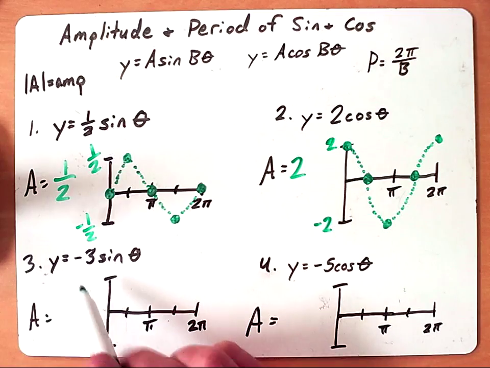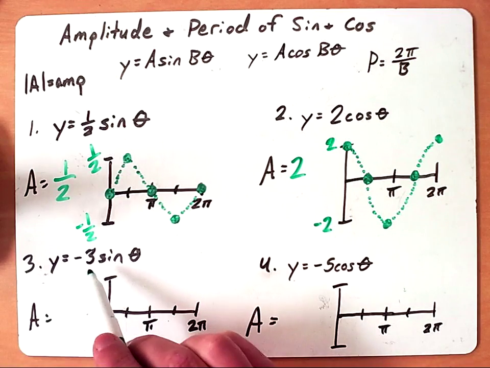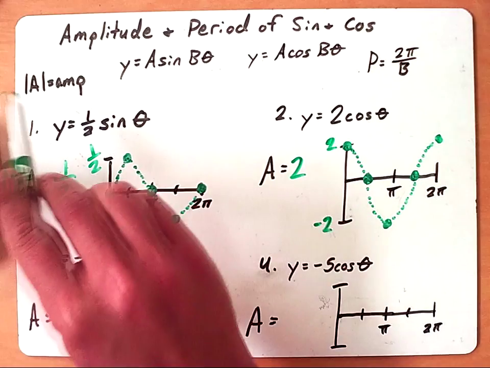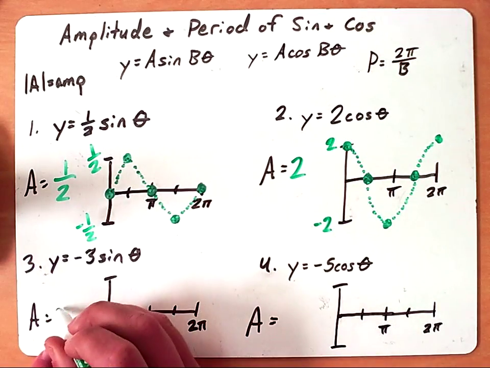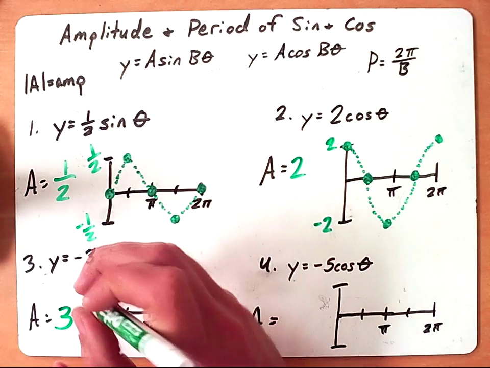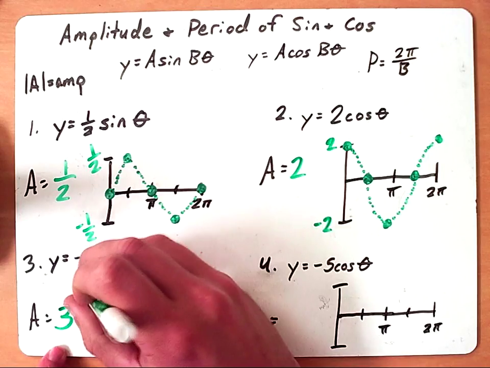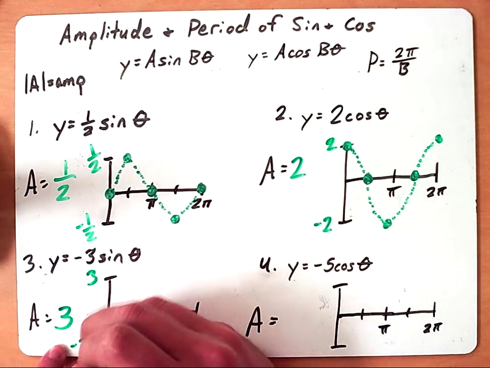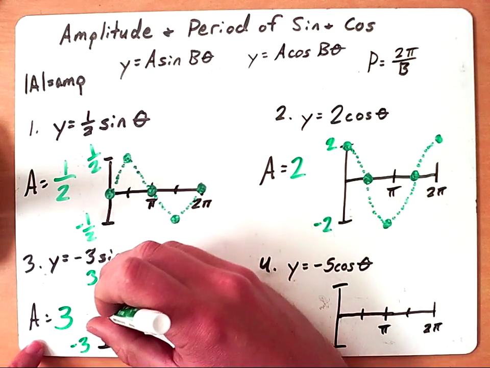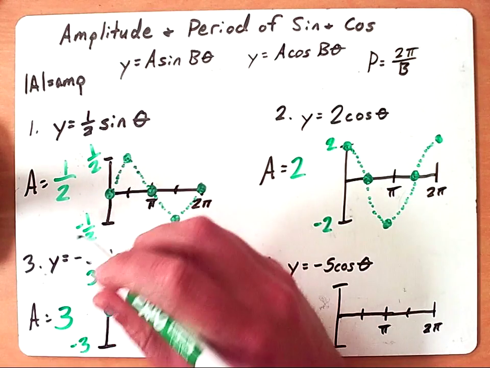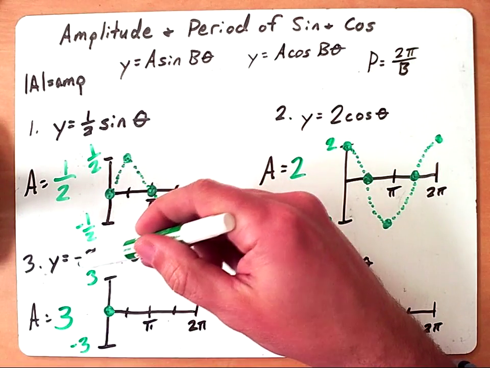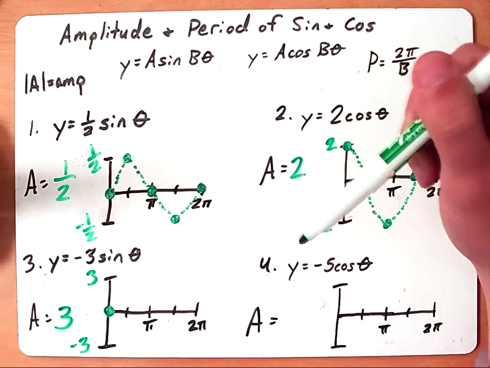So if we move down here to number 3, now we have negative 3 sine of theta. All right, so we want to do our amplitude. Remember, it is absolute value, so our amplitude is going to be 3. Okay, so we want to go ahead and label this as well. We're going to have 3 as our maximum and negative 3 as our minimum. Okay, it's a sine function, so we'll put our first dot at 0. All right, but now I have to take into consideration that this function has a negative value, and that will change what the graph looks like.